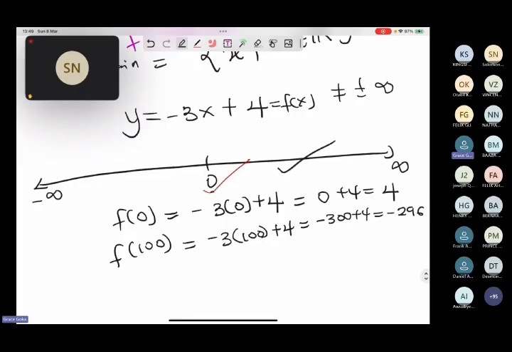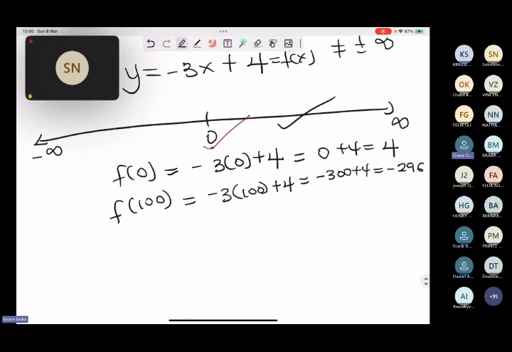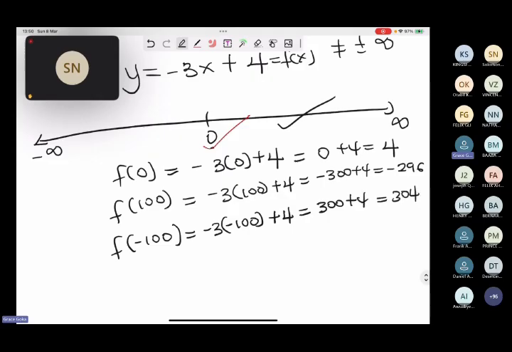Therefore, all the positive numbers are part of the domain. Next, we go to the negative side. We pick any negative number. So if we pick positive 100, let's pick the negative counterpart, negative 100. Into the function, we have minus 3 times minus 100 plus 4, and that will give us 300 plus 4, and that is 304. 304 is a real number. Therefore, all negative numbers are part of the domain.